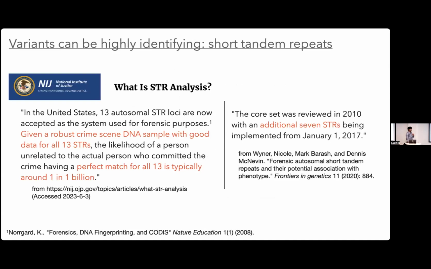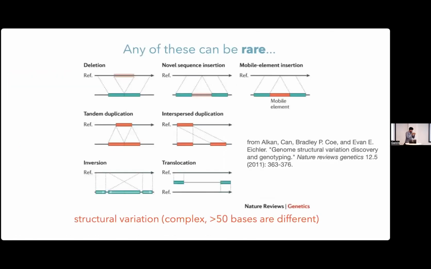I just want to emphasize that these variants in your genomes can be highly identifying. In the United States, it's standard now for forensic scientists to use the repeat counts at 20 STR loci to identify individuals from DNA collected at crime scenes. And individual structural variants can be rare, so much so that in large cohorts of hundreds of thousands of people, you hear people talking about private variants that are present only in single lineages in that large cohort.